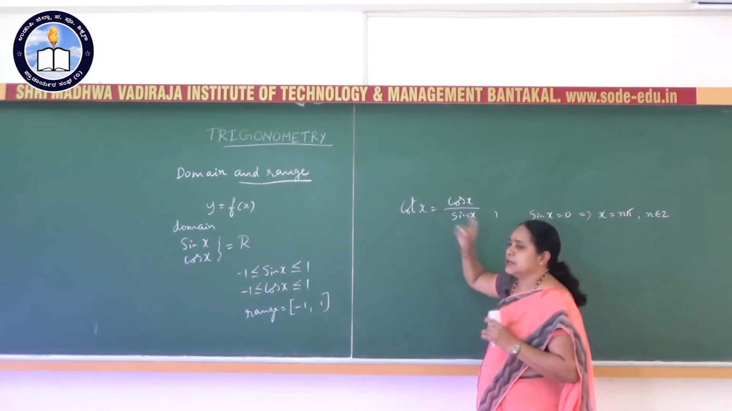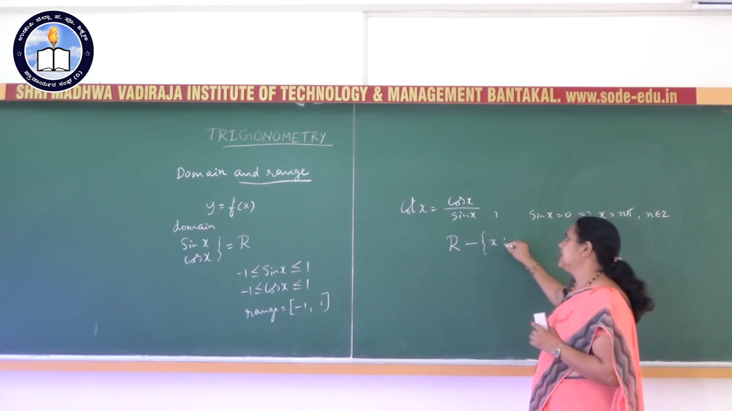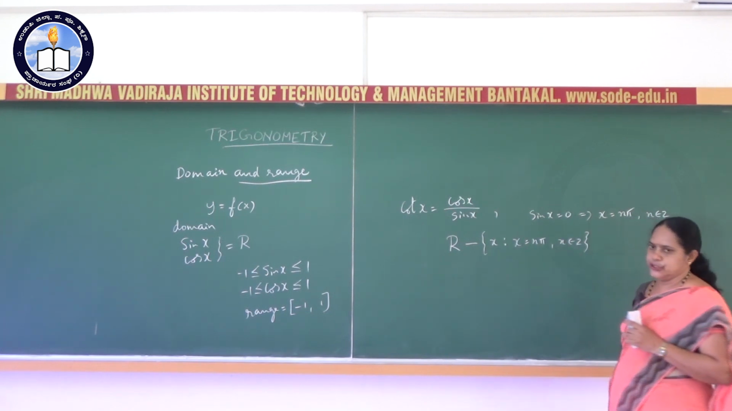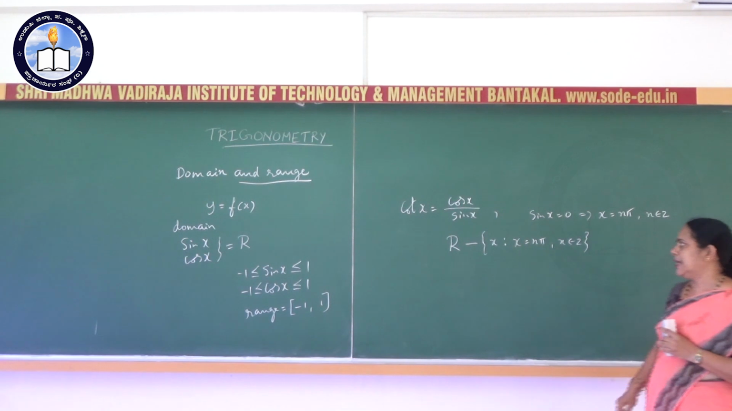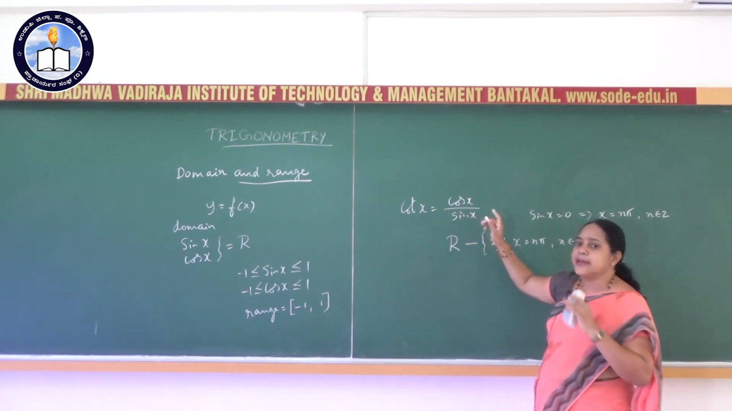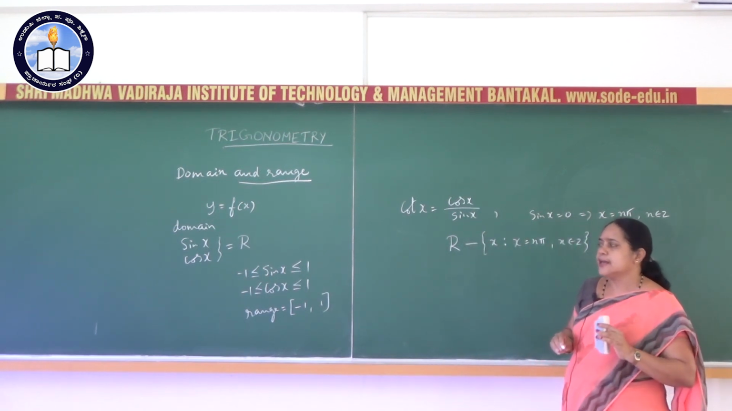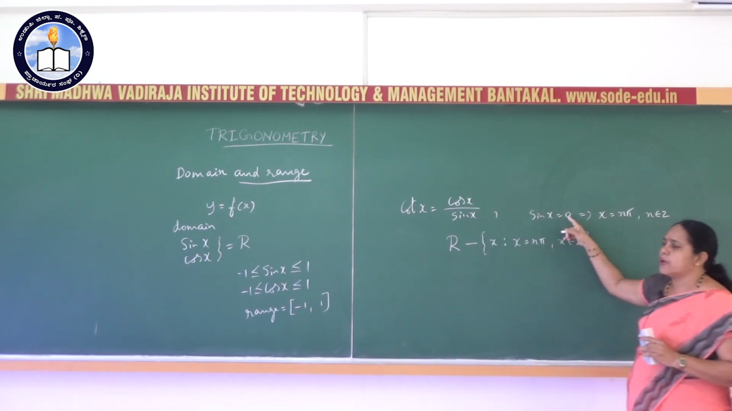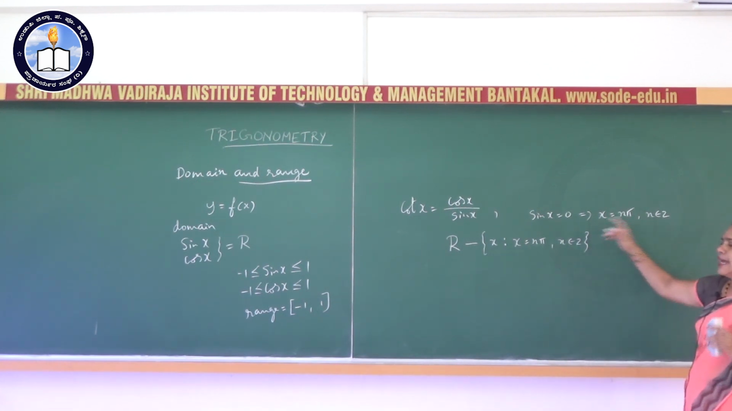Therefore, what is the domain of cot x? It is the set of all real numbers R minus the set of x such that x is equal to n pi, where n is an integer. What is the meaning of the domain of a function? It is the set of all values of x where the function is defined, but cot x is not defined when sin x is equal to 0, that is, for x equal to n pi, the integral multiples of pi.